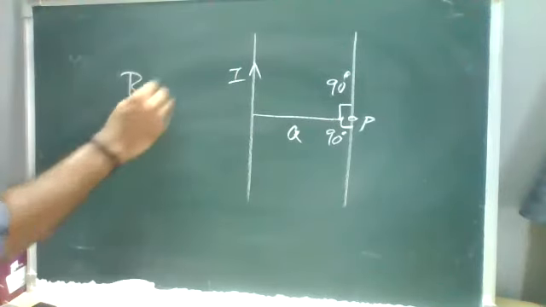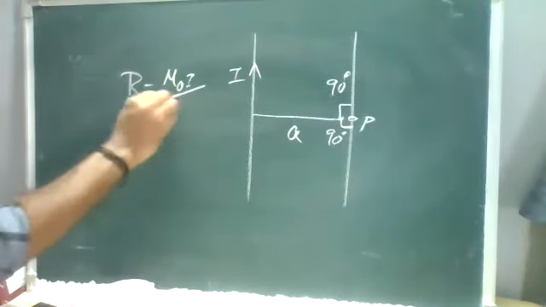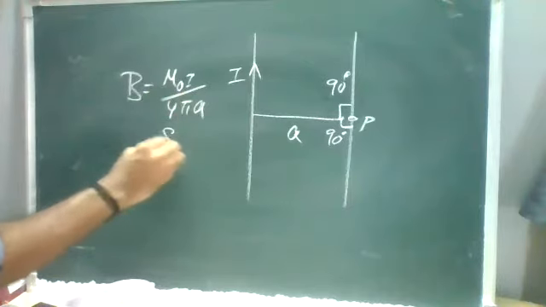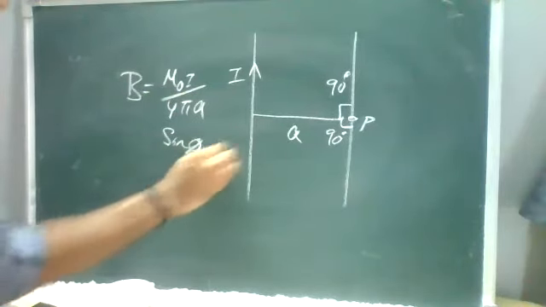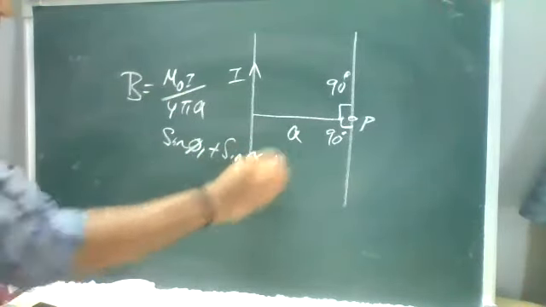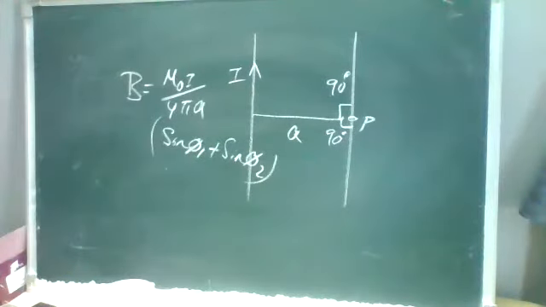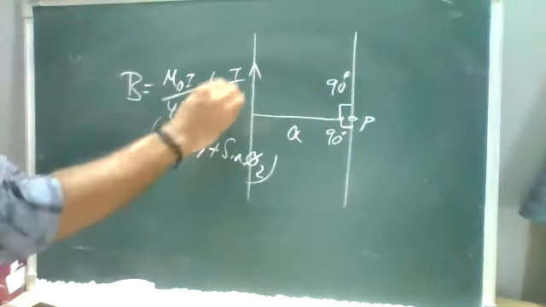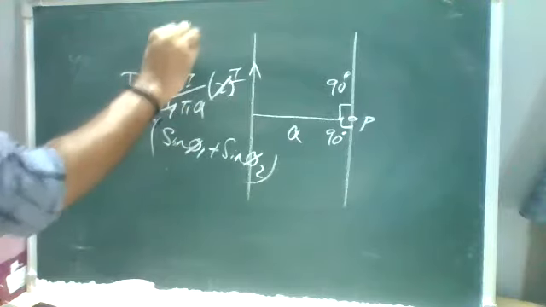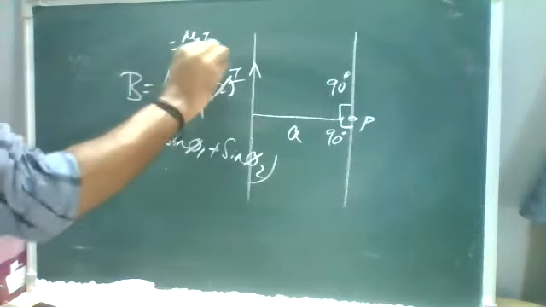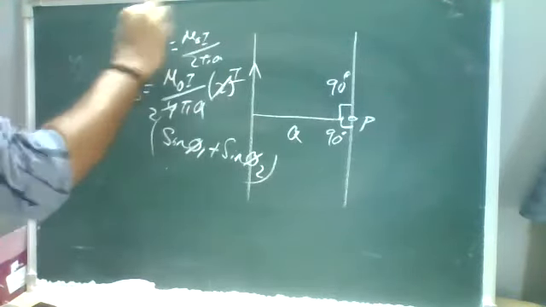So the actual relation is B equal to mu naught I by 4 pi A times (sine phi 1 plus sine phi 2). When phi 1 and phi 2 are 90 degrees, the current and the magnetic field are both parallel to each other, so that moment it is 2. So the 2 will get cancelled, and it is mu naught I by 2 pi A, which is your magnetic field.